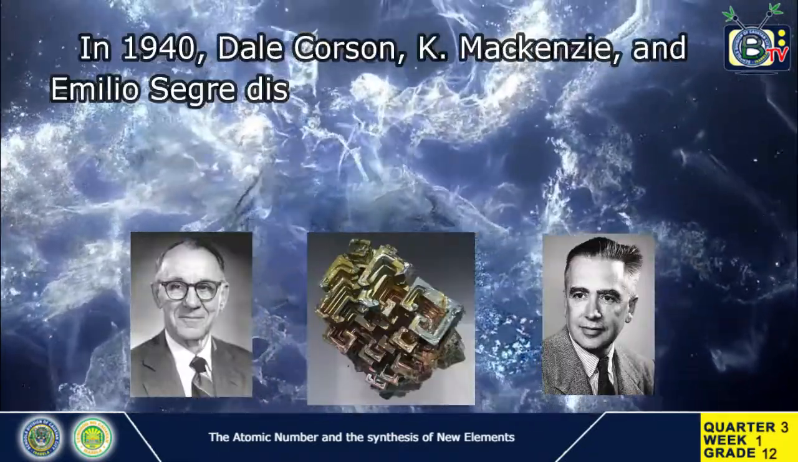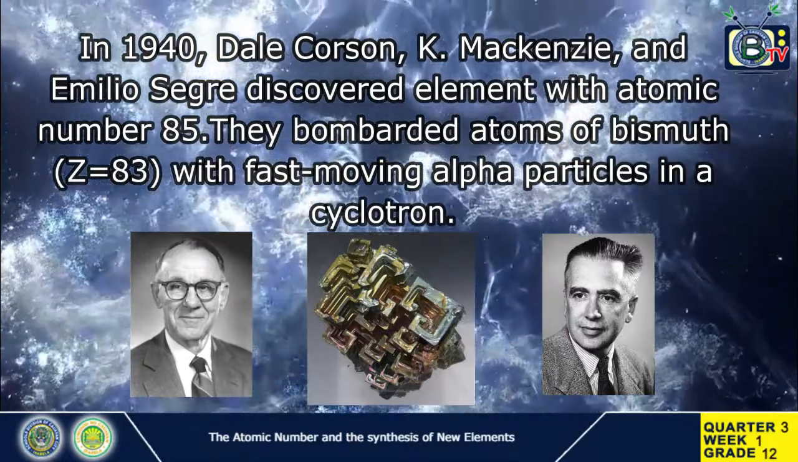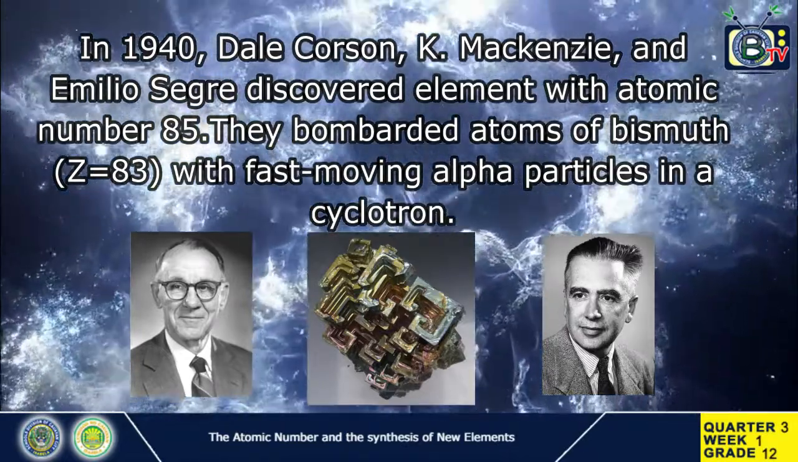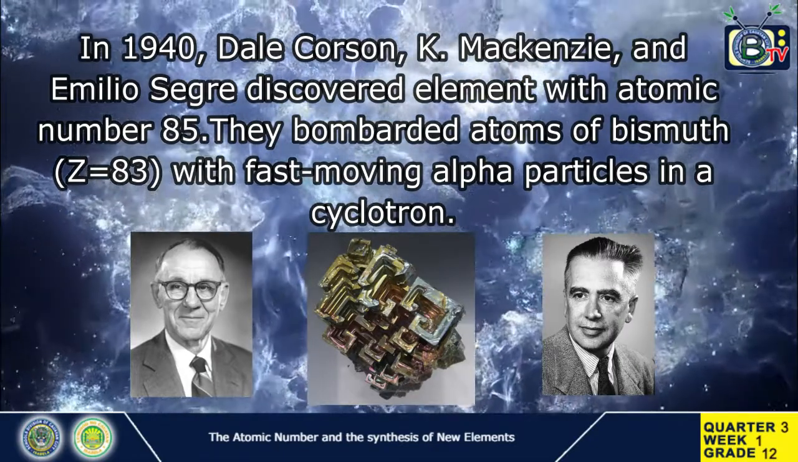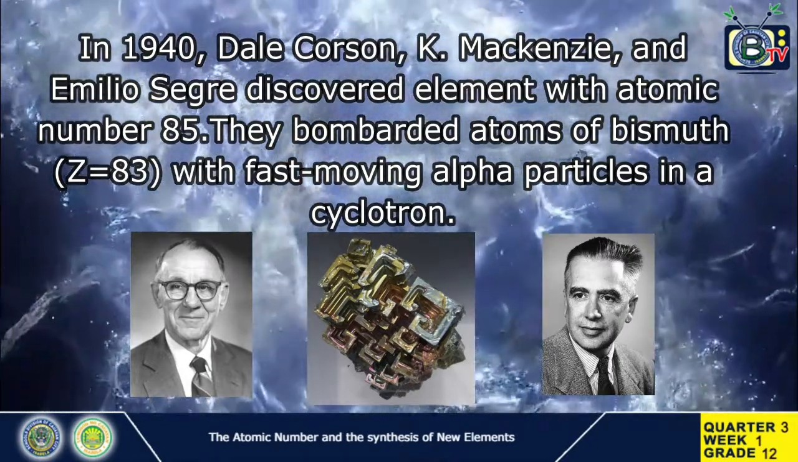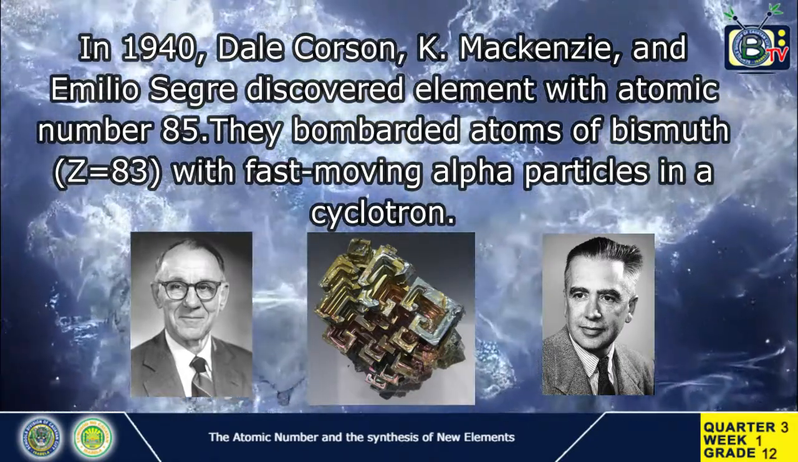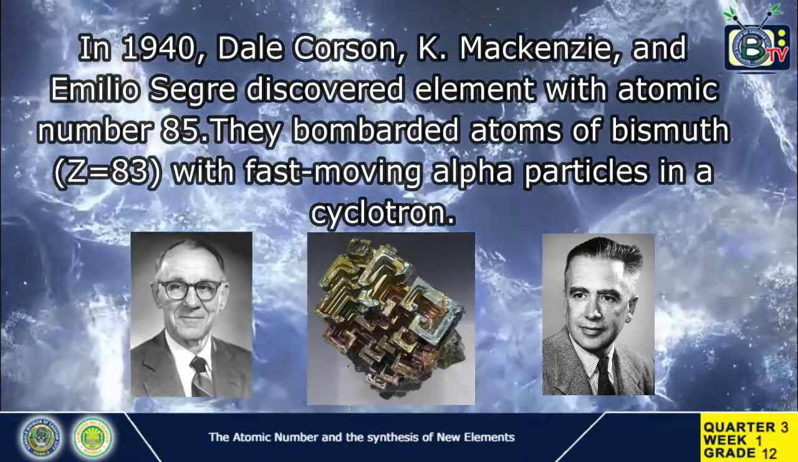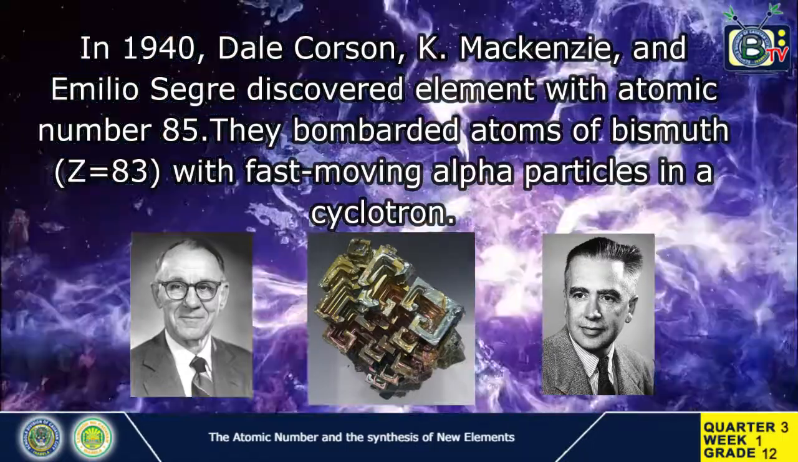In 1940, Dale Corson, K. Mackenzie, and Emilio Segre discovered the element with atomic number 85. They bombarded atoms of bismuth, or Z equals 83, with fast-moving alpha particles in a cyclotron.